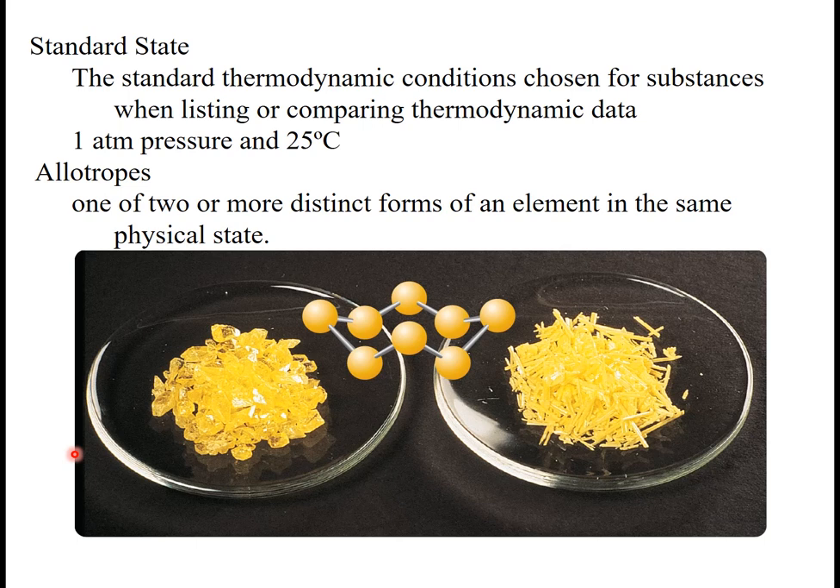The other term that we're going to define is an allotrope, which is one or more distinct forms of an element in the same physical state. So this is an image from the textbook, and this is sulfur. And sulfur comes in two forms. I call this the candy sulfur, and this is the needle sulfur. They're both just S, and I think they're even S8. The difference between these is how the atoms line up.